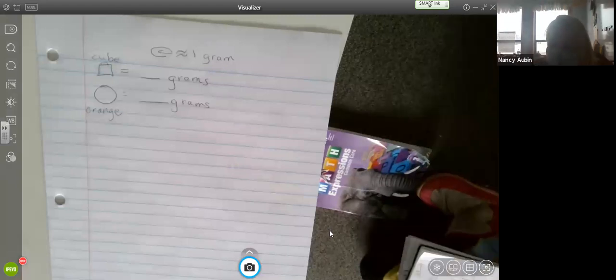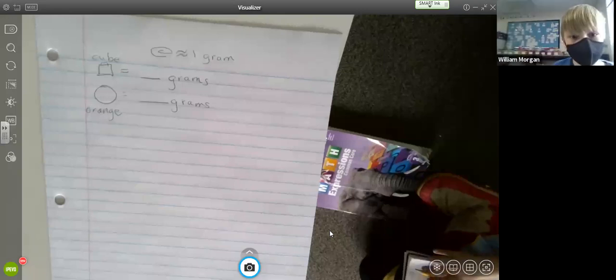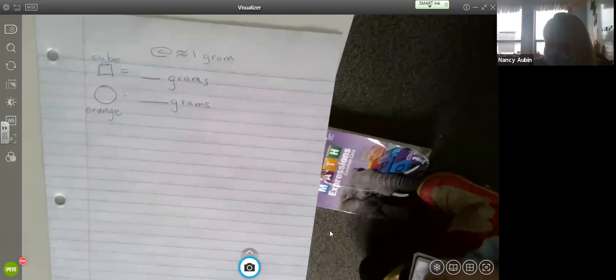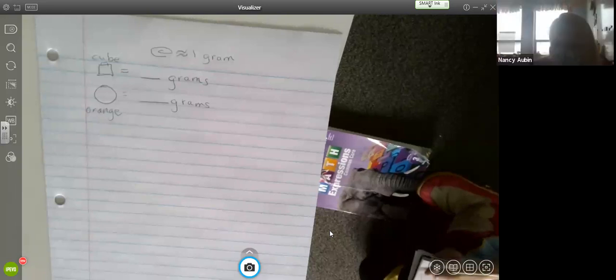Henry, can you put the scissors down? And please unmute. Henry. We don't need scissors right now. I need you to sit right in front of your screen and pay attention, okay, honey? I think 20. For which one? The orange or the cube?